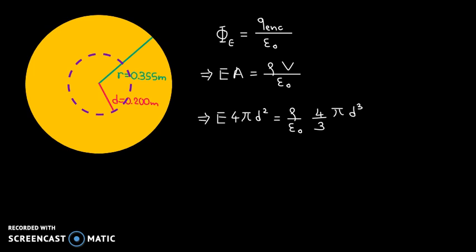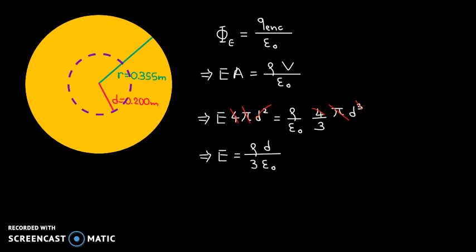Now let's substitute the formulas for area and volume. Note that we use d for radius for both the area and the volume because the Gaussian surface now is entirely filled with charge, so there is no gap in between. So we have d on both sides of the equation.